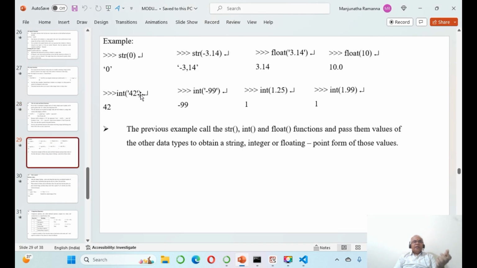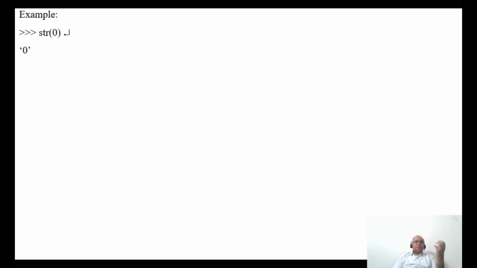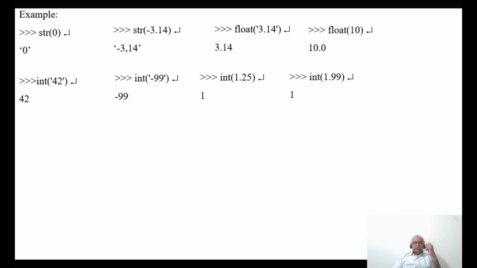Now we will go to the variables, the different forms in which we will be considering different examples. If I say str0, then it will print the string as 0. If I say str minus 3.14, then it will be considered as a string. Float 3.14, yes. Float 10 gives 10.0. Then int 42, it is converting the string into an integer. Then int of minus 99 will give you minus 99. int of 1.25 will be 1. int of 1.99 becomes 1.